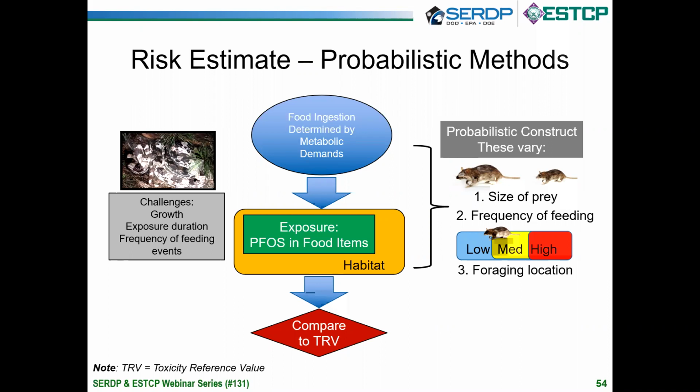Finally, the PFAS concentration within the food item varies depending on where the prey item was captured. So for instance, if the snake captured a mouse in an area that is heavily impacted by PFAS, then the PFAS concentrations of that prey item would be higher. If a snake captured a mouse or a prey item in an area of low concentration of PFAS or no measurable PFAS, then that dietary item would have less PFAS within it for exposure.